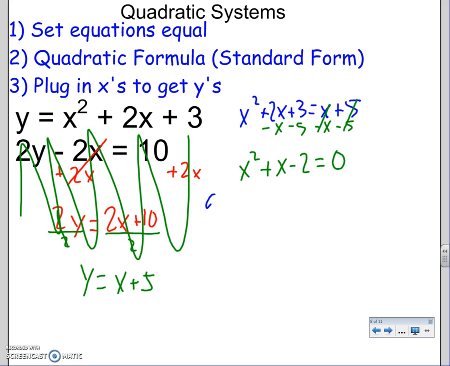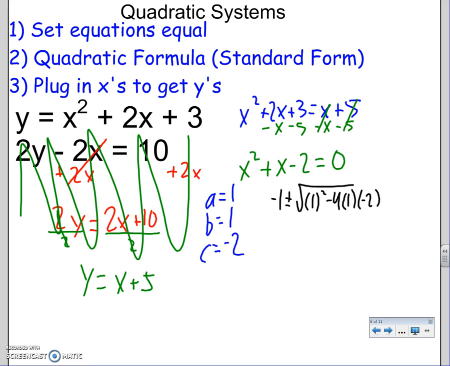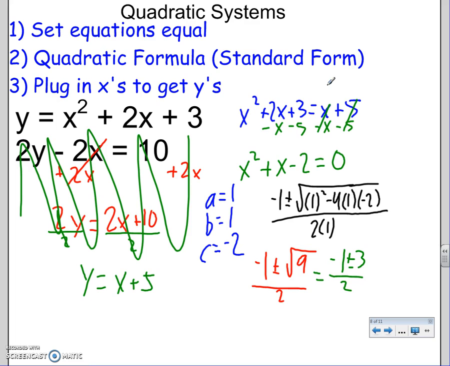I can do a, b, c. a is 1, b is 1, c is negative 2. Fill in the formula: negative b plus or minus the square root of b squared minus 4 times a times c, all over 2 times a. Do the discriminant inside. That gives me 9. Well, the square root of 9 is positive 3. So negative 1 plus or minus 3 over 2. Do the two cases. Negative 1 plus 3 is 2, divided by 2 is 1. Negative 1 minus 3 is negative 4, divided by 2 is negative 2.